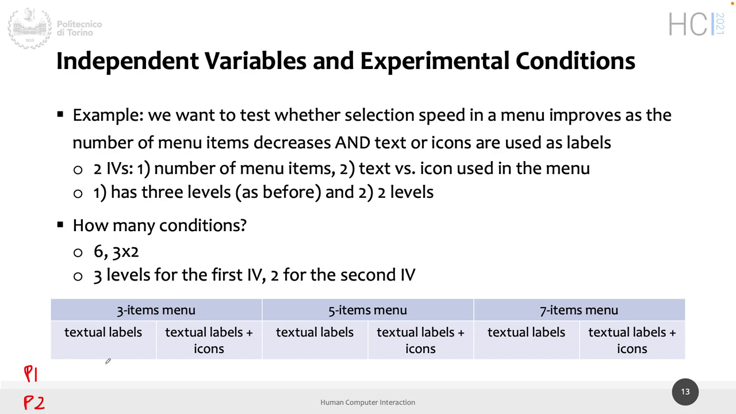We have a task to select one of these items. And so we give participant number one, first of all, the 3-item menu with all the labels just text. And it will take, let's say, 3 seconds. These are just random numbers that I'm going to put here.